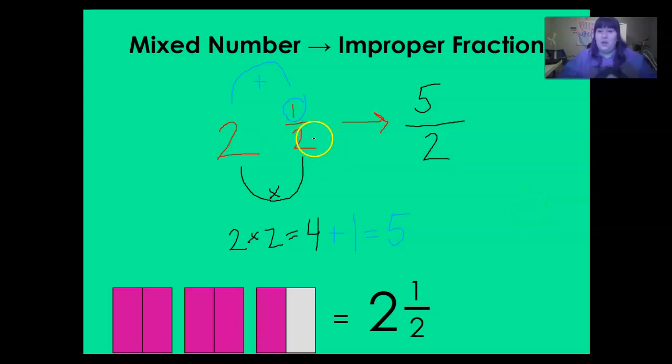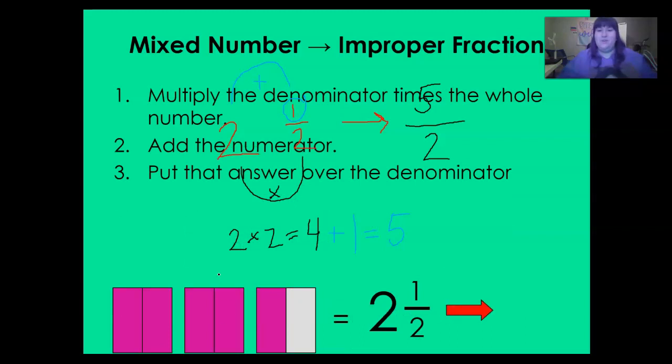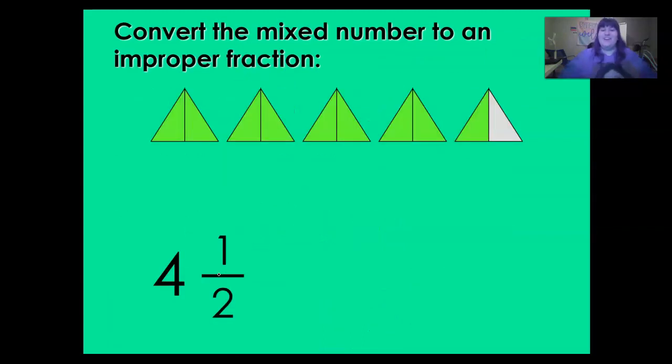So denominator times the whole number, 2 times 2 is 4. Add your numerator, 4 plus 1 is 5. That's our new numerator. Our denominator stays the same. 2 1/2 equals 5 halves, or 5 seconds. All right, let's try it.